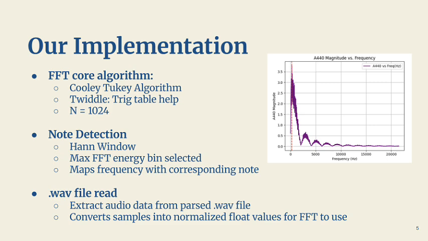So using the dominant frequency, we map it to the closest musical note using a lookup table that spans all 8 octaves. Finally, our WAV file reader is responsible for getting the audio data into a format FFT can use. We parse the WAV file, pull out the audio samples, and then convert them into normalized floating point values between -1 and 1. This is the format our FFT expects, and it ensures that different recordings with different volume levels can all be analyzed consistently.